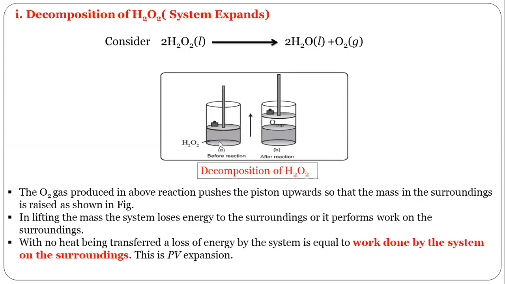Because when the gas expands, what will happen? This piston will move upwards, and if you want to decrease the external pressure, we have to remove these weights. For that purpose, these weights are kept on the piston. So if the reaction takes place, what will happen? The O2 gas will be generated, and this O2 gas will push the piston upwards. So what will happen when the gas expands? Work is done by the system on the surroundings. See, it is written here, work is done by the system on the surroundings.